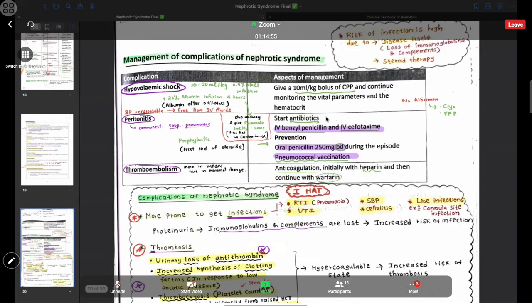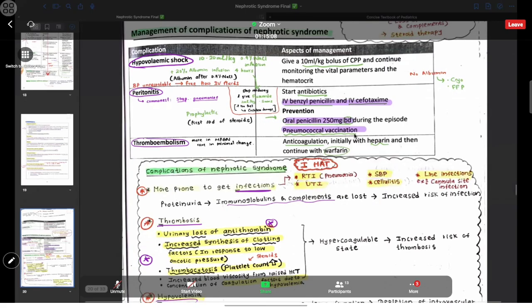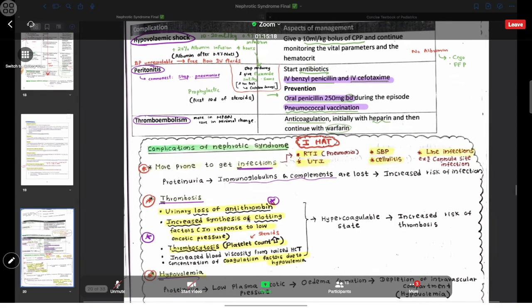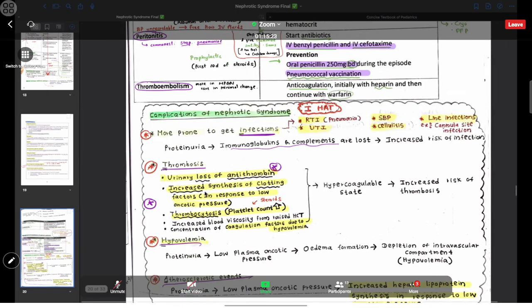Then peritonitis. What do we start? We start antibiotics. We give IV benzyl penicillin or IV cefotaxime, and for prevention we do what I said before, and your vaccination. Then thromboembolism, if the patient develops thromboembolism, then only we treat. We don't give prophylaxis usually, but you can give heparin and then continue with warfarin. Okay. So yeah, this was the one that I said, initially how that develops.